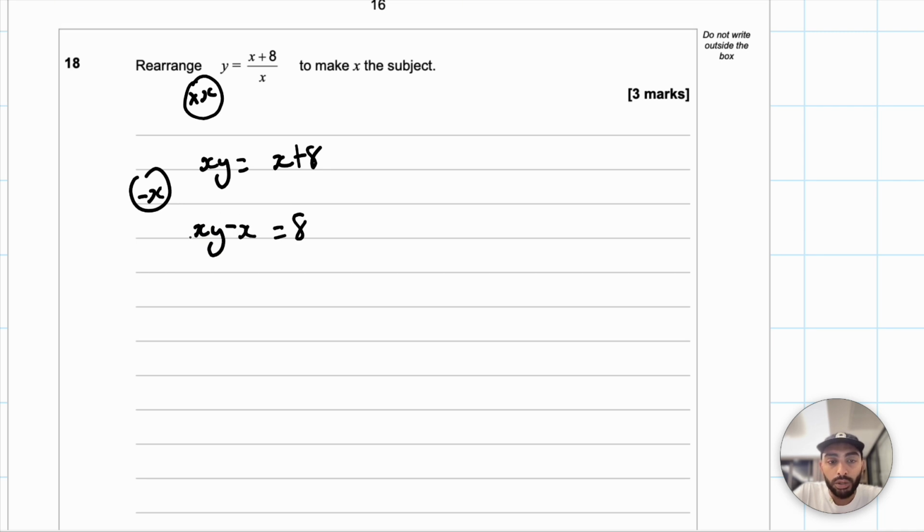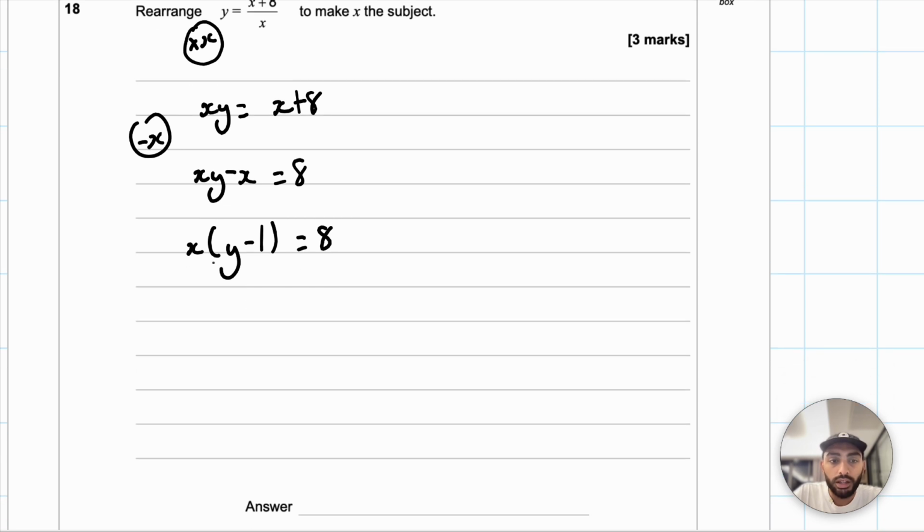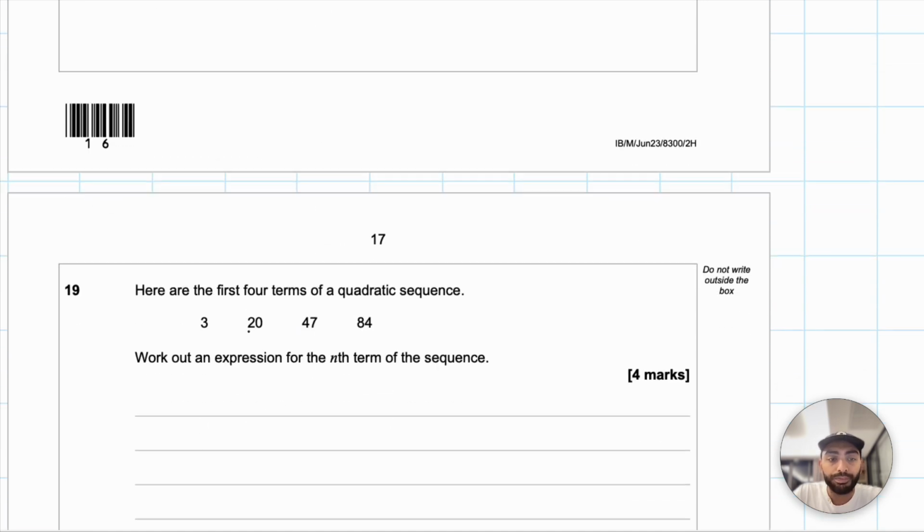And now I'm going to pull out the x, so I'm factorizing. So x outside the bracket. What multiplies by x to give me xy is just going to be y. What multiplies by x to give me negative x is minus 1. And you could expand that bracket just to check it. Is equal to 8. Final step, I just need to divide by y minus 1. Right now, there's an invisible times sign between these two. So if I divide by all of y minus 1, it'll move this over. That leaves me with x is equal to 8 over y minus 1. So x has been made the subject.